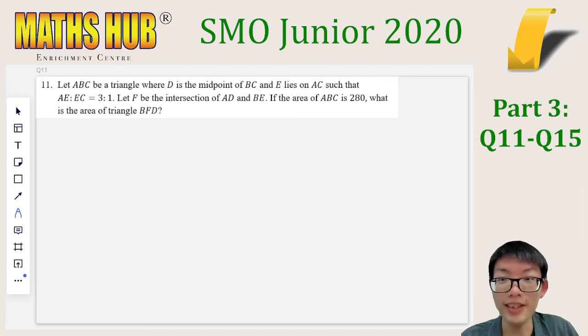Hello everybody. In this video, we'll be going through questions 11 through 15 of the SMO Junior 2020. Question 11 is a geometry problem which has to do with the areas of triangles.